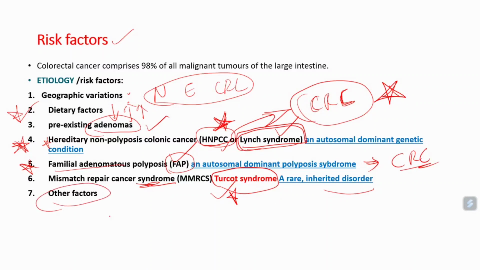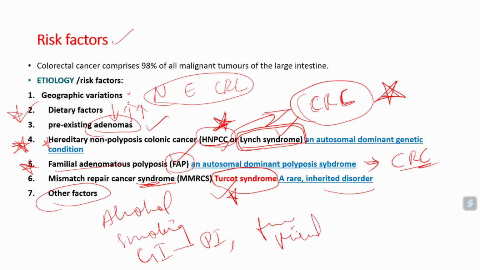In other factors we already discussed excess intake of alcohol and smoking. Patients with Crohn's disease or gastric related disorders, peptic ulcer, or fungal and viral infections, particularly of the GI tract, all of these are other risk factors which may cause colorectal cancer. Dietary factors play a very important role, as discussed in the previous class, and these hereditary conditions may cause colorectal cancer.